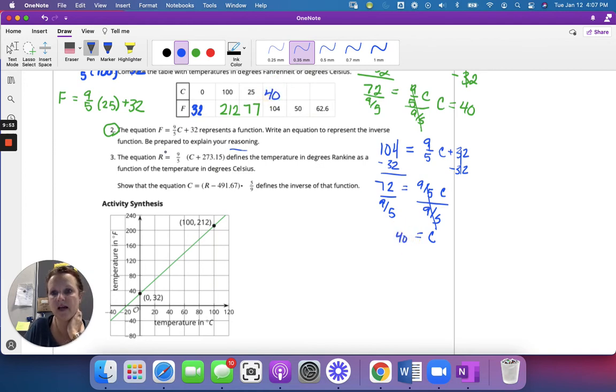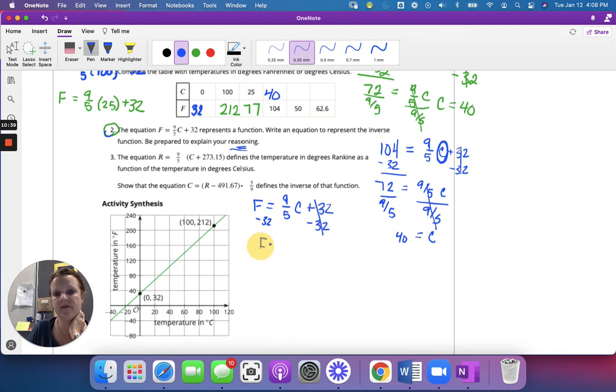Okay, that's kind of annoying. I'm peeking ahead to number 2. The equation represents a function. Write an equation to represent the inverse function. Explain your reasoning. So by explaining my reasoning, I'm going to show my work. I'm going to make that inverse function so I can use it, because it's a lot easier to solve for the input, okay, when that's actually the output. So I want to solve for C because my new input is Fahrenheit. So I want that C to be by itself just so it's easier to use.